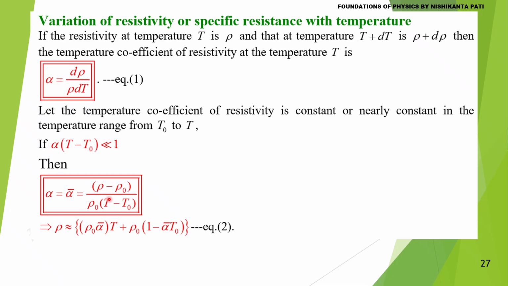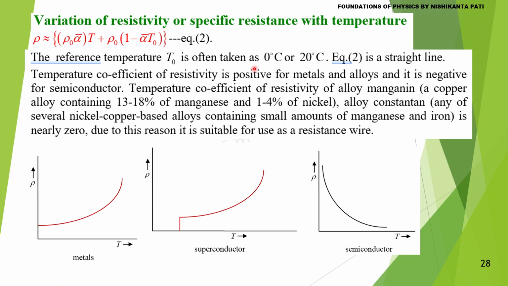Then rearranging this, we get rho approximately equal to rho 0 alpha bar T plus rho 0 into 1 minus alpha bar T0. In general, this T0 is considered to be 0 degree Celsius or 20 degree Celsius. And this is the equation of a straight line with this slope and this rho intercept.